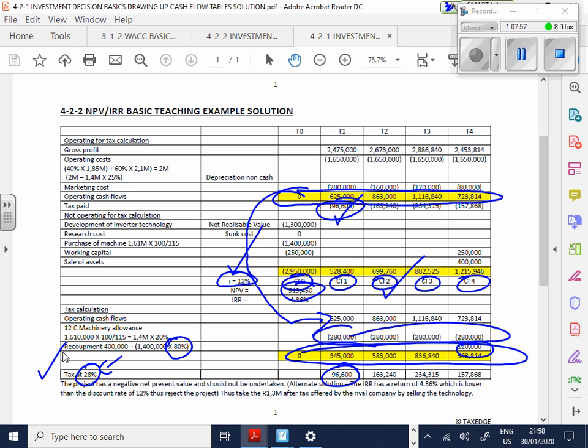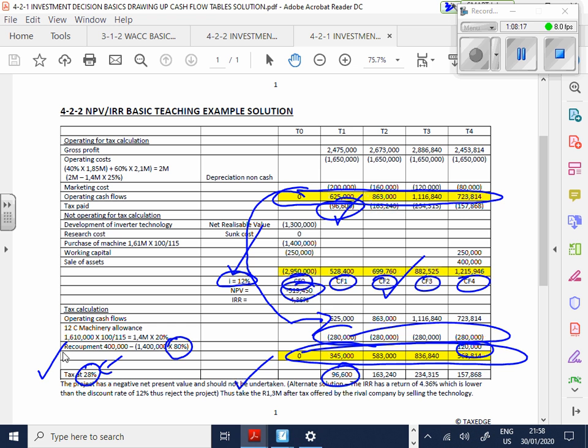Then there'll be an NPV calc. But what we're interested in is, if it's negative, you need to say it should not be undertaken. If it's positive, it should be undertaken. Does everybody understand? So depending on what you get, we'll modify our marking to show what you get.